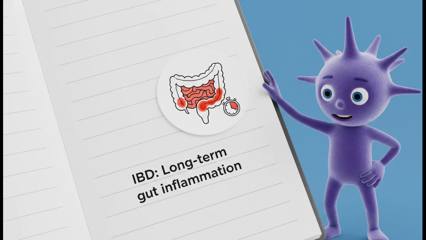All right, let's switch gears. We're moving away from the acute sprint and opening up a completely different case file, the chronic marathon. When diarrhea lasts for weeks or months or even longer, we have to start thinking about inflammatory bowel disease, or IBD. This isn't an outside invader. This is the body's own immune system going rogue.